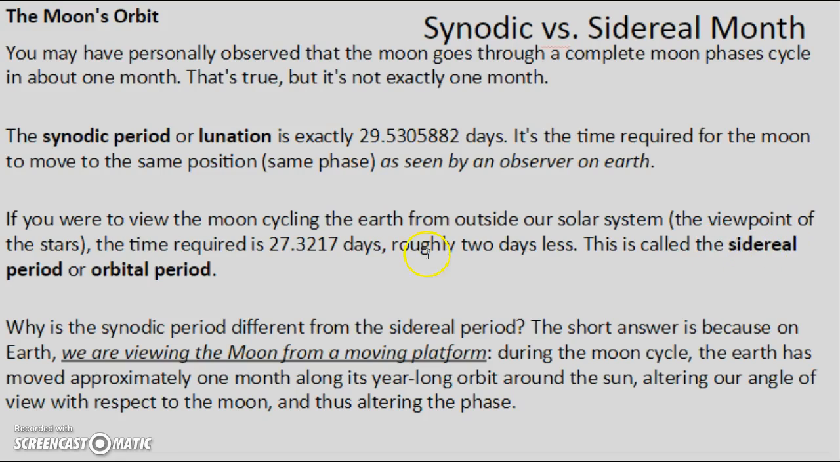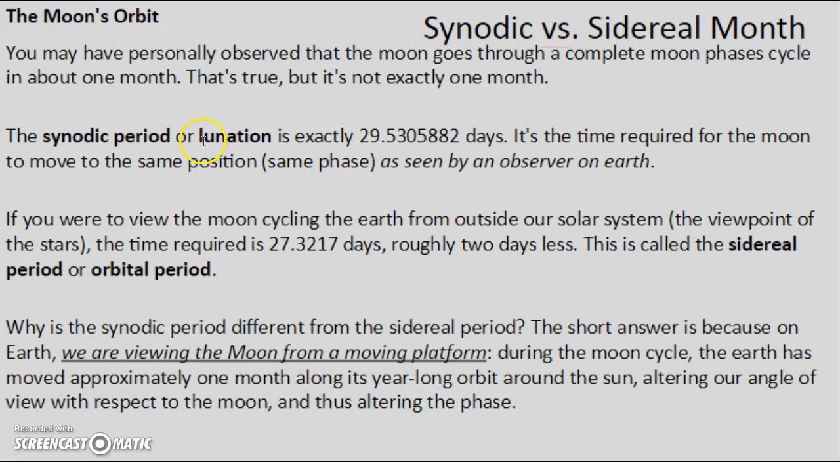This is called the sidereal period, or the orbital period. We're going to call it sidereal. So why is the synodic period different than the sidereal period? Well, the short answer is because on Earth, we are viewing the moon from a moving platform. Very key here. We're moving in our orbit as the moon is orbiting Earth. So during the lunar cycle, the Earth has moved approximately 1 month along its year-long orbit around the sun, altering our angle of view with respect to the moon, and thus altering the phase.